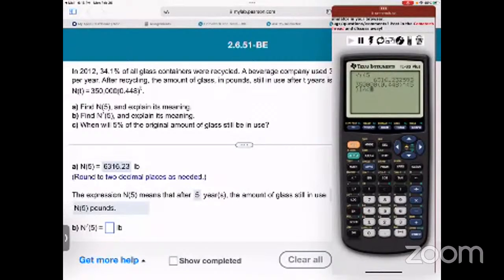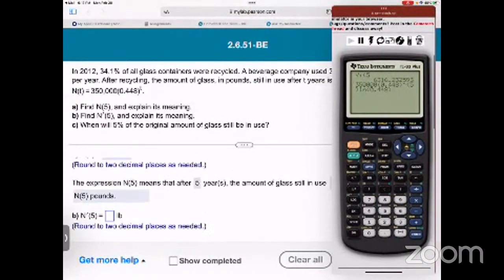So when we go to take the derivative, this is what we're going to get. We should get: after 5 years, the amount of glass still in use will be... okay, so we need to calculate part B. All right, and so you see the second part of part A is there. Okay. So round to 2 decimal places.